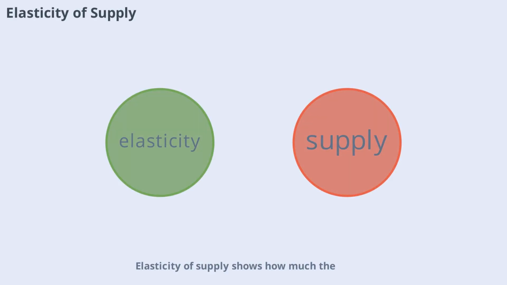Elasticity of supply shows how much the quantity supplied changes when the price changes. If producers can quickly increase output, supply is elastic. If it's hard to ramp up production, supply is inelastic. This concept helps explain why some products are always available while others take time to restock.